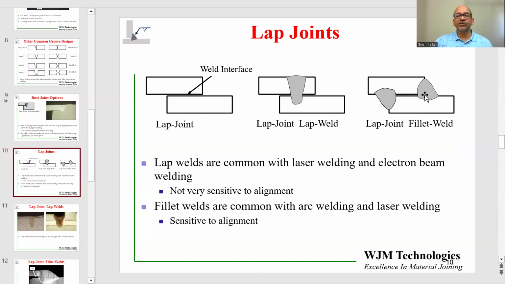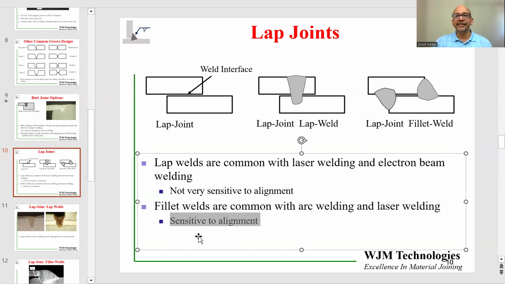Lap joints can also be made with fillet welding. It can be on one side or both sides. And this is very common with arc welding and laser welding. However, this type of weld is sensitive to misalignment. So you have to be very careful where the laser beam is coming or where the arc is coming or where the wire is being fed to make sure you make a weld which satisfies the requirements.